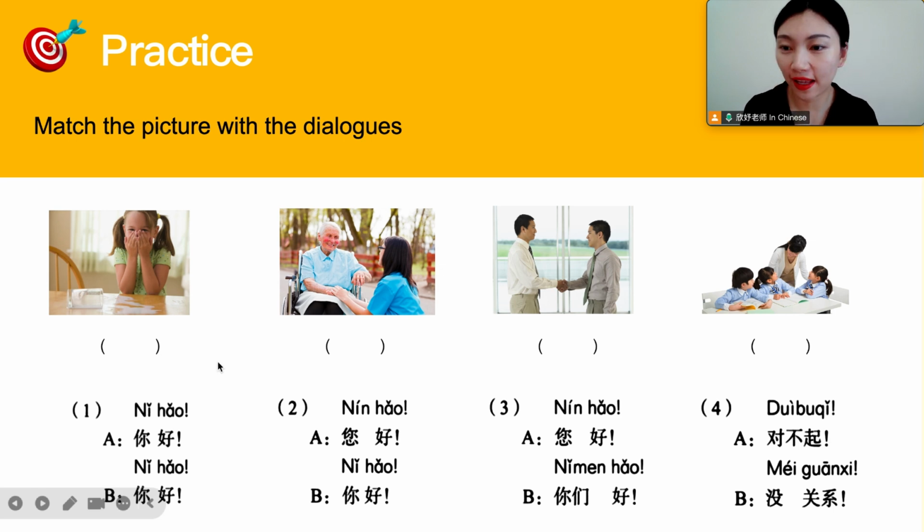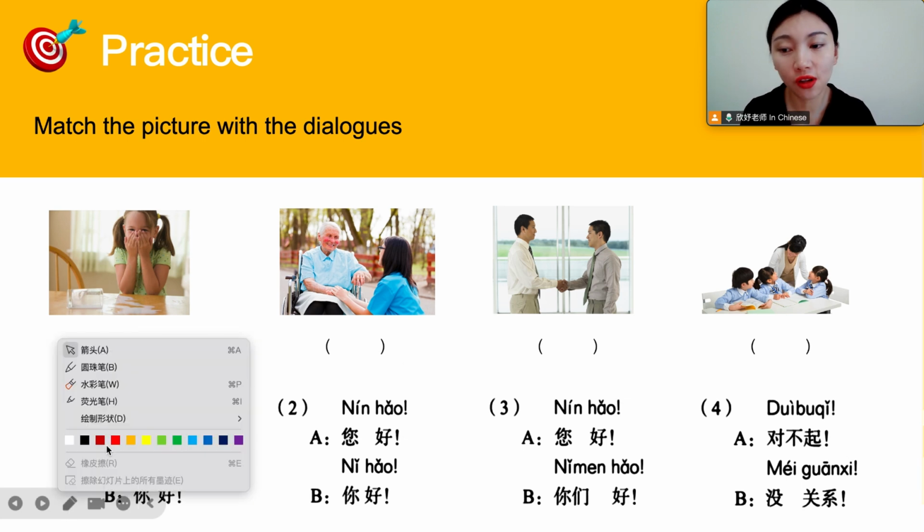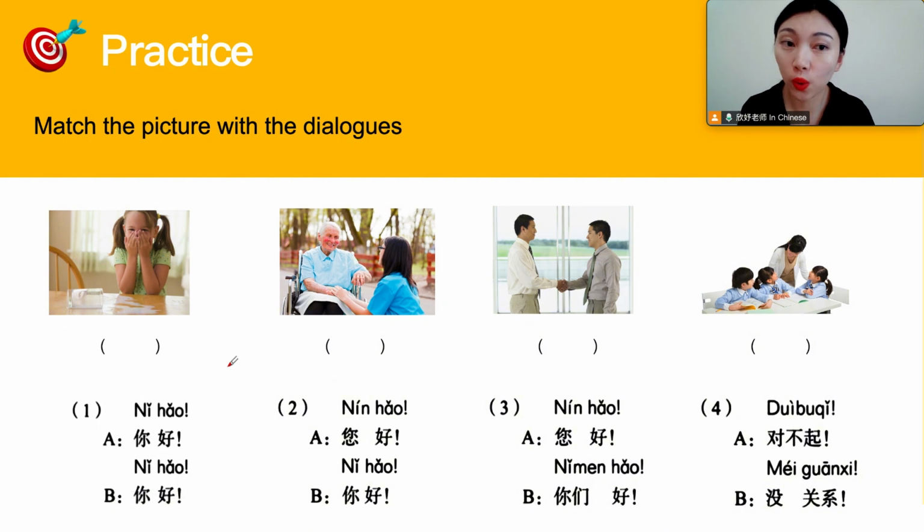Okay, let's check the answer. So the first picture, it's our take 3 picture. So we know that the girl made a mistake and she says what? She said 对不起, I'm sorry. And then another one said 没关系. So we will choose number 4.